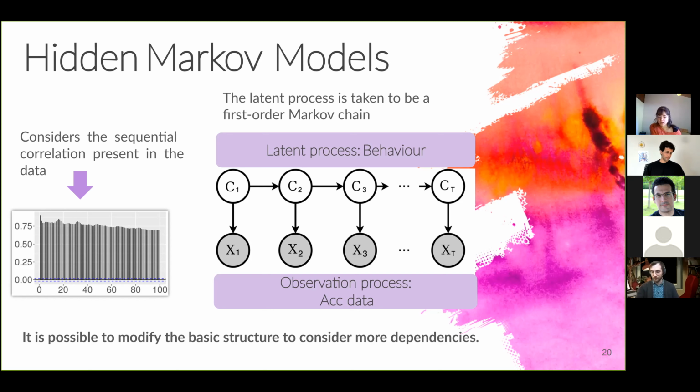That's why we can consider the sequential correlation present in the data. For our system, the latent process is the behavior, the state of the sheep. What is she doing, is she walking or sleeping or eating? And the observation process is the acceleration data, or some features derived from the acceleration data.